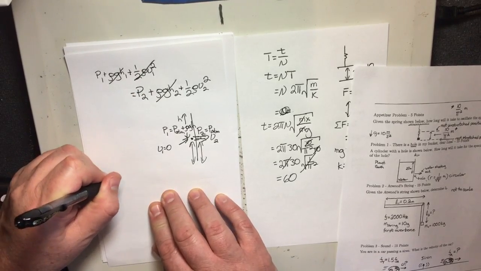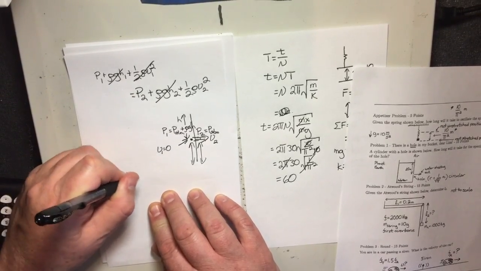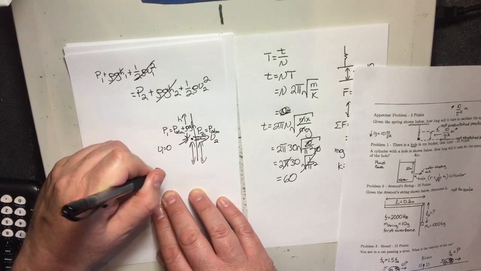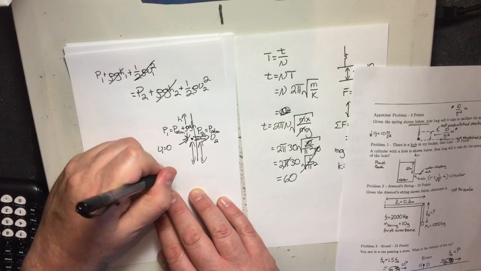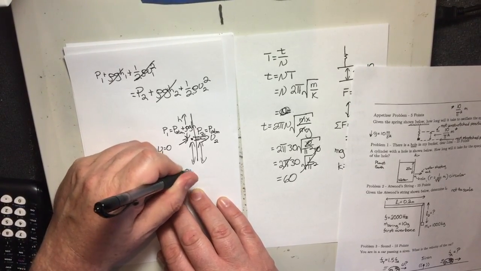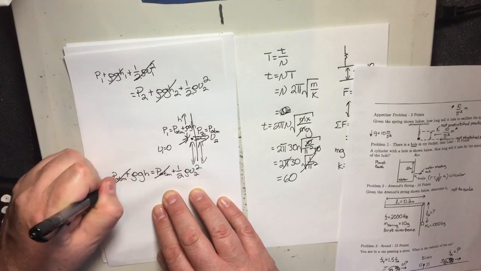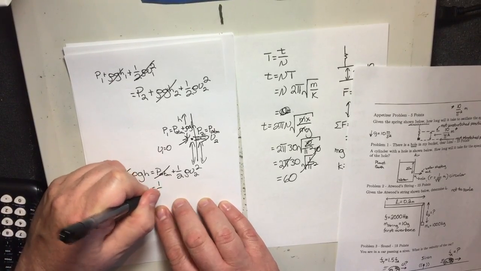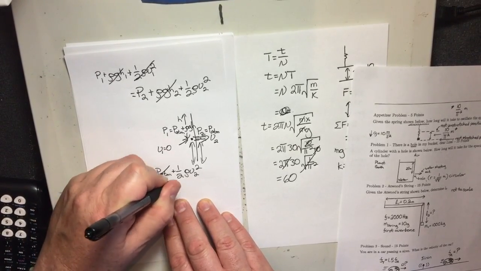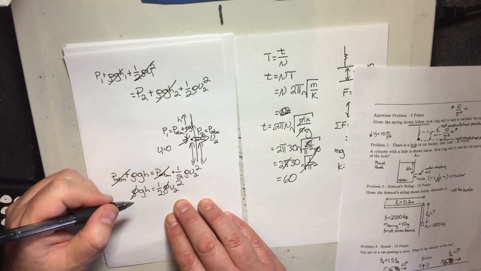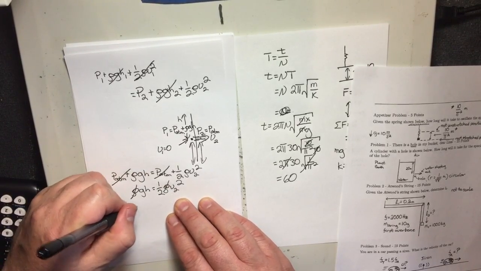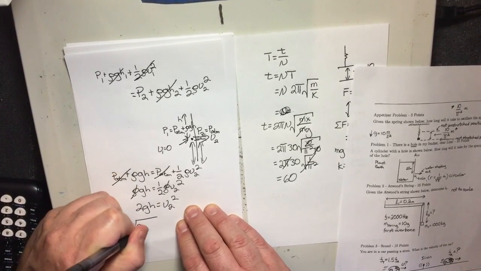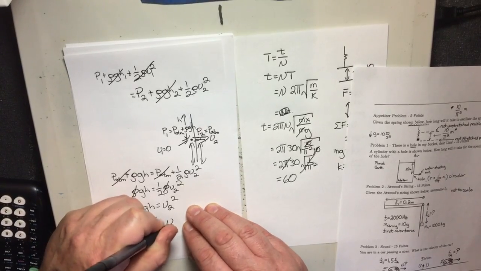P1, atmospheric pressure, plus rho g h. P2, atmospheric pressure, plus 1/2 rho v2 squared. Atmospherics cancel. I'm left with rho g h equals 1/2 rho v2 squared. The rho's cancel. Solving for v, 2gh, v2 squared, square root of 2gh is equal to v2.